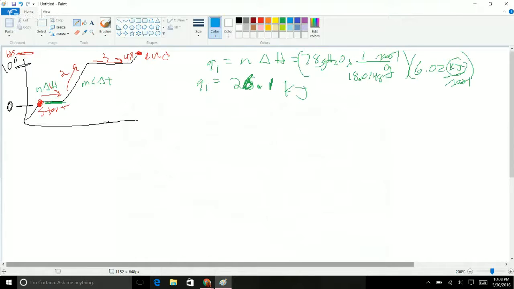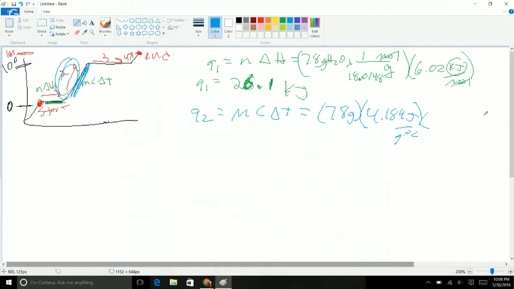Okay, moving on to step 2, Q2. I'm in a slanty part. Here's my slanty part. C for slant, so I'm going to use mc delta T, where my m is my mass, 78 grams. C is the specific heat, in this case of my liquid, because this middle spot is my liquid. Specific heat of water as a liquid is 4.184 joules per gram degree Celsius. And then change in T. Change in T is final minus initial. Now it's the final of this step minus the initial of this step. The final of this step is 100, minus the initial of this step, 0. So the change in temperature is 100.